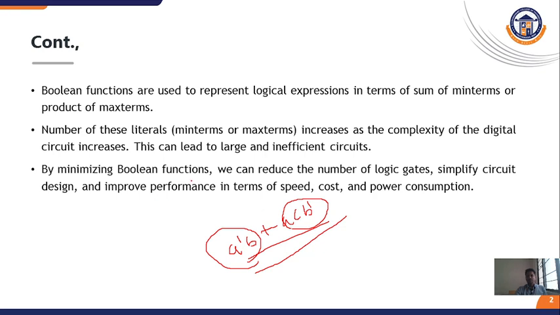By minimizing Boolean functions, we can reduce the number of logic gates, which will improve the performance in terms of speed, cost and power consumption. If you reduce the number of literals in the actual function, the number of gates will reduce automatically, which will reduce the area and power consumption.